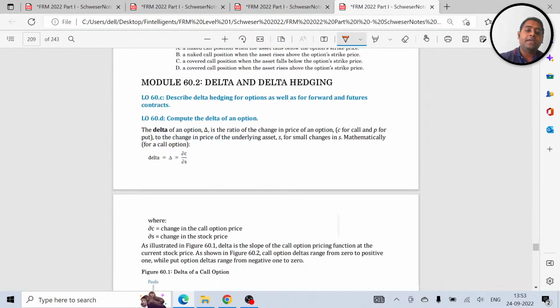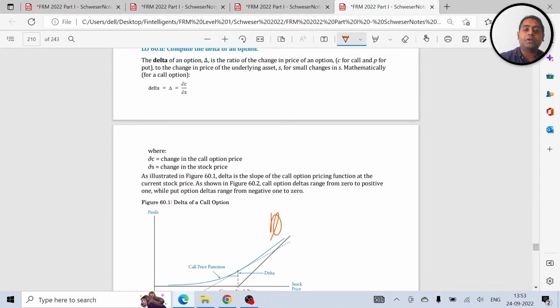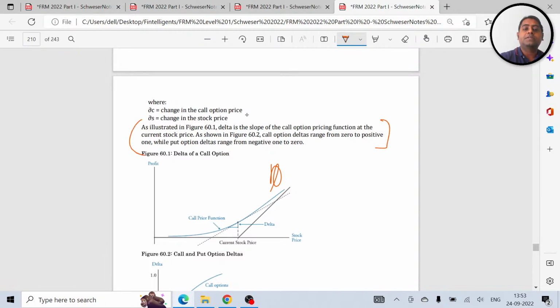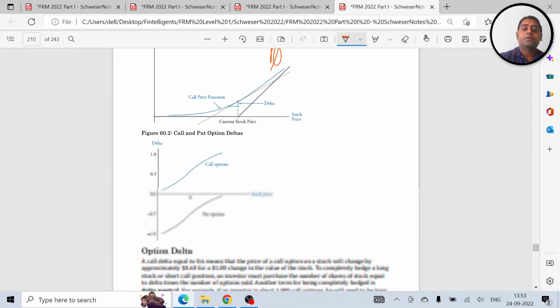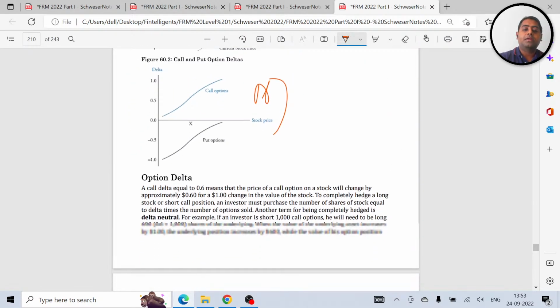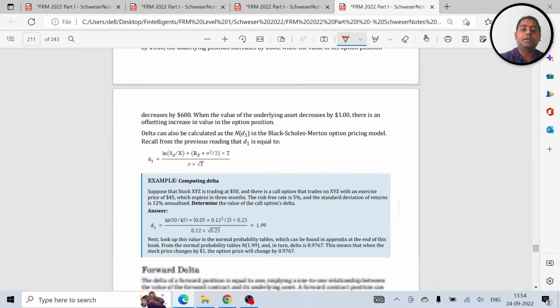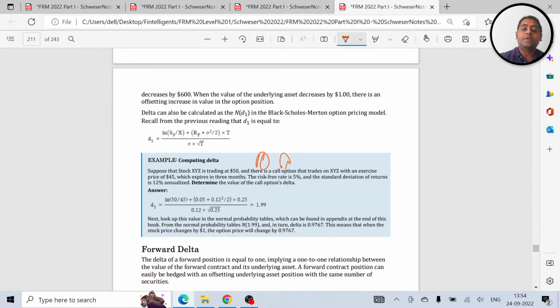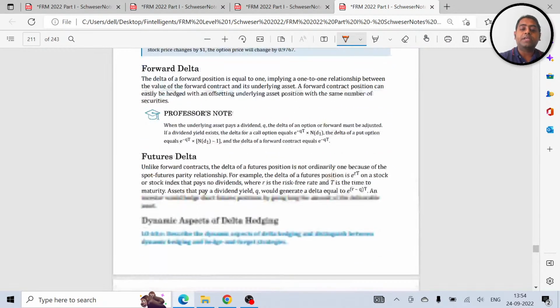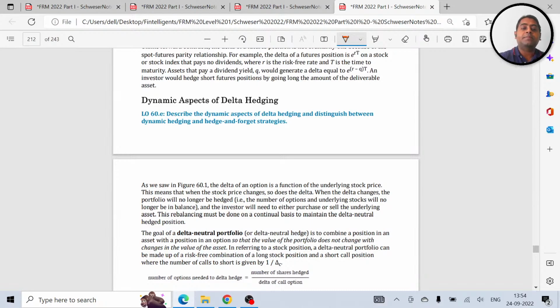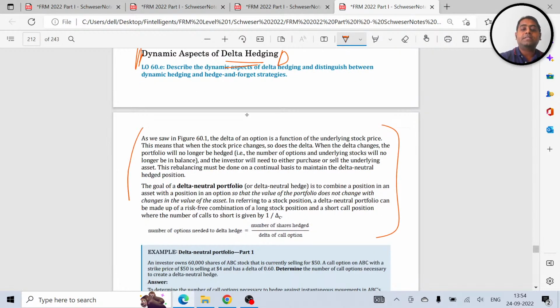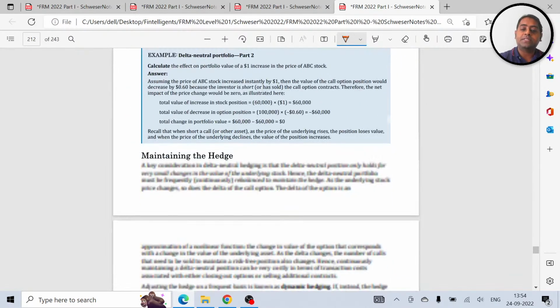Delta and delta hedging. This diagram is important. This paragraph is important. This diagram is important again. The entire option delta part is important. Don't skip it. The calculation and the sum are important. Forward delta you can skip. This part you can skip. Dynamic aspect of delta hedging is very, very important. This entire sum, and this part, the sum is also tested in the exam.